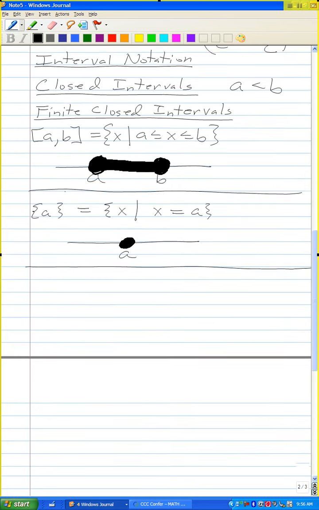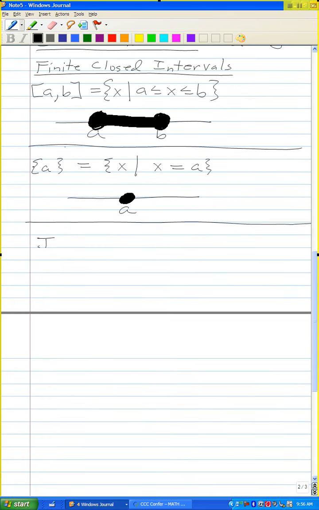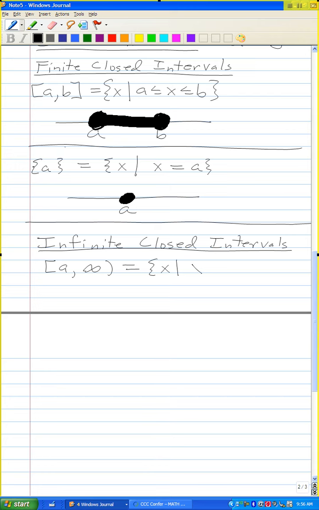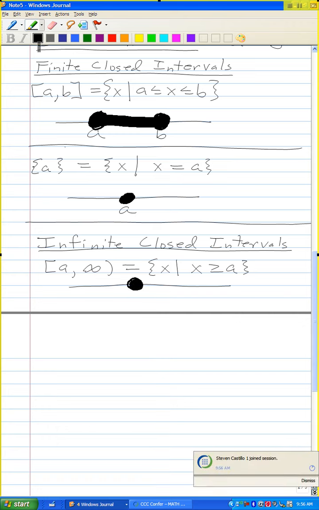Let's do the infinite closed intervals. And so the closed interval from A to infinity, this is just the set of all x's that are greater than or equal to A. So it includes A, and it includes everything greater than it.